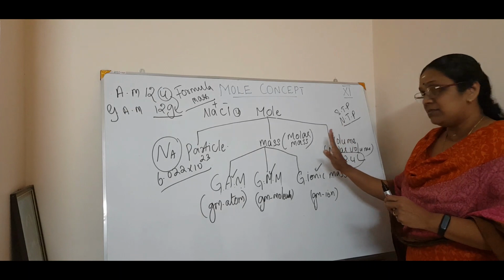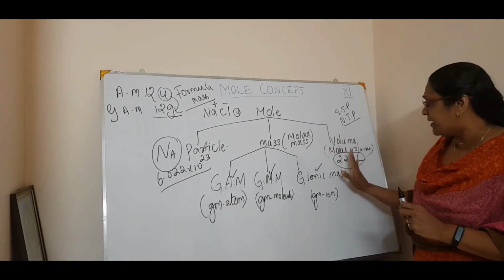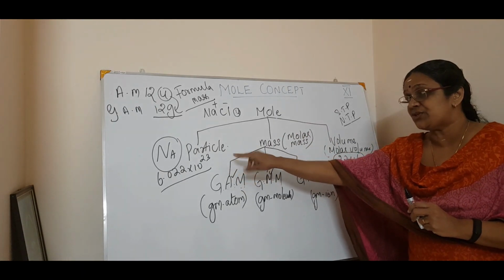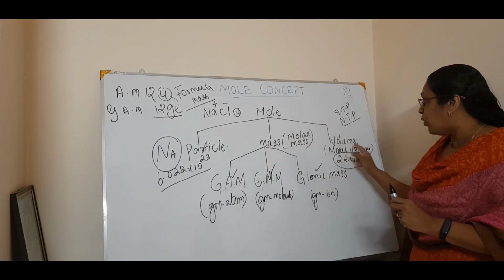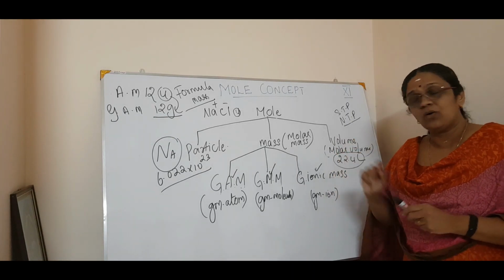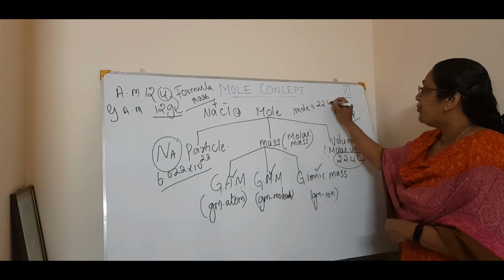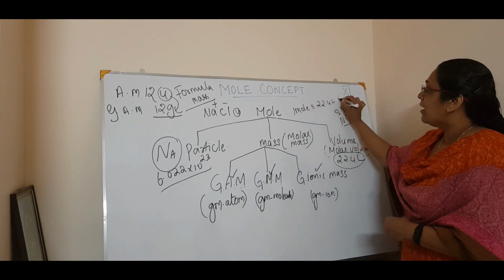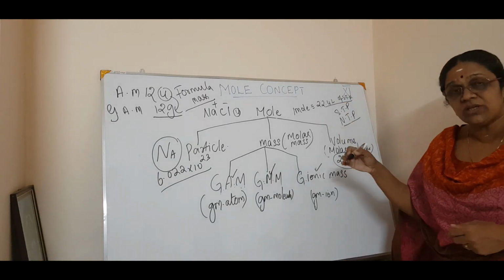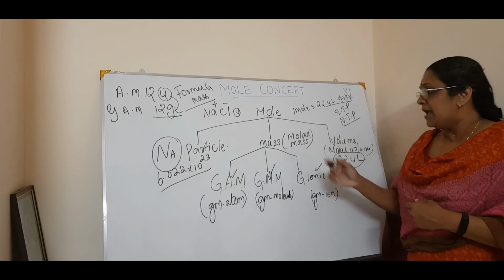Now volume is clear. Just as you have the particles as 6.022 into 10 raised to 23, you have the molar volume as 22.4 liter. That's all. Or you can say 1 mole is equivalent to 22.4 liter of volume at STP. We will do some problems, then you will get a hang of it.